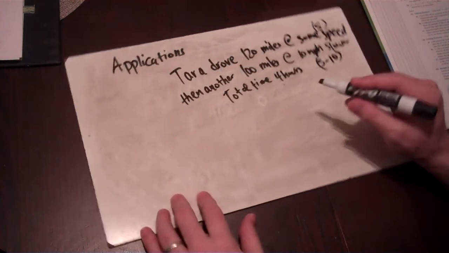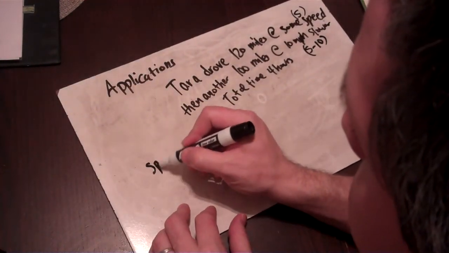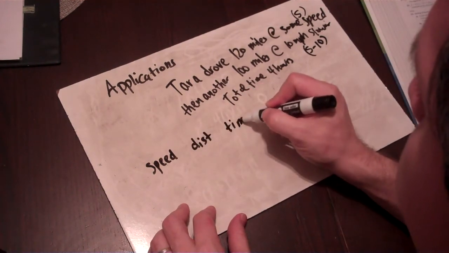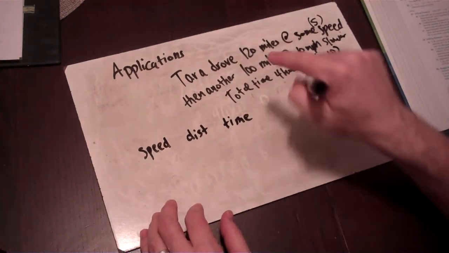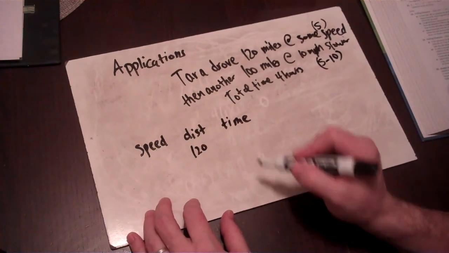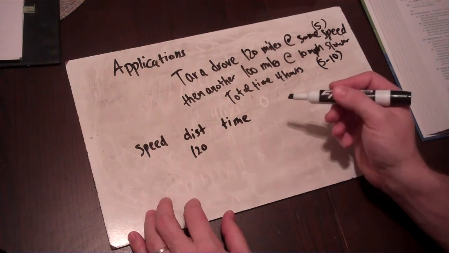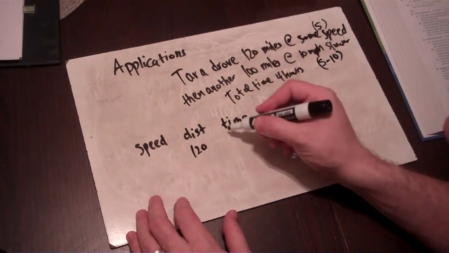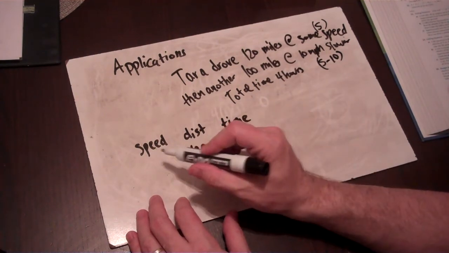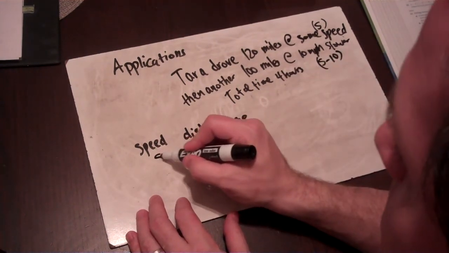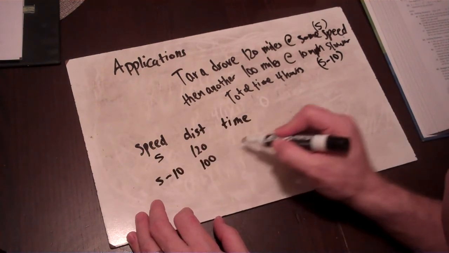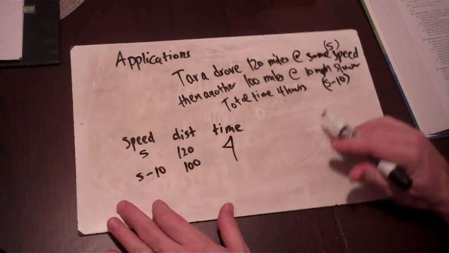I like to put this in a table. So we have her speed, her distance, and her time. The first time she drove 120 miles, and we don't know how long it took, so we'll just leave that there for a second. The speed is S. Then she drove 10 miles per hour slower, S minus 10. She drove 100 miles. And altogether, the total time was 4 hours.